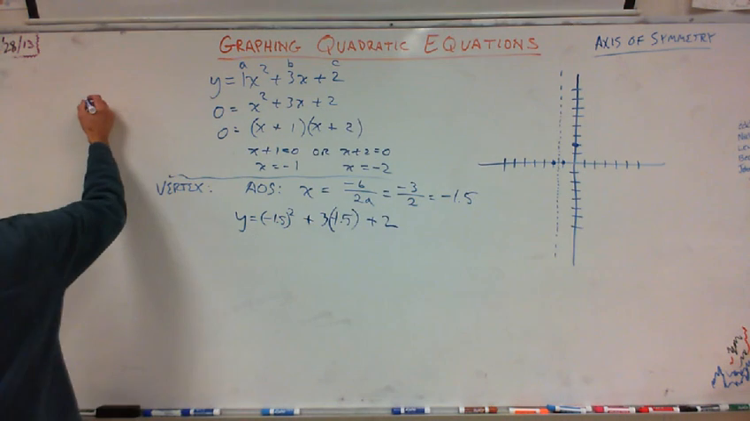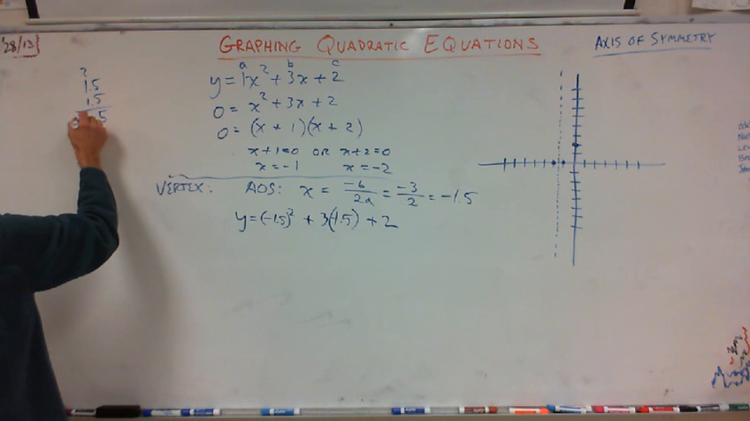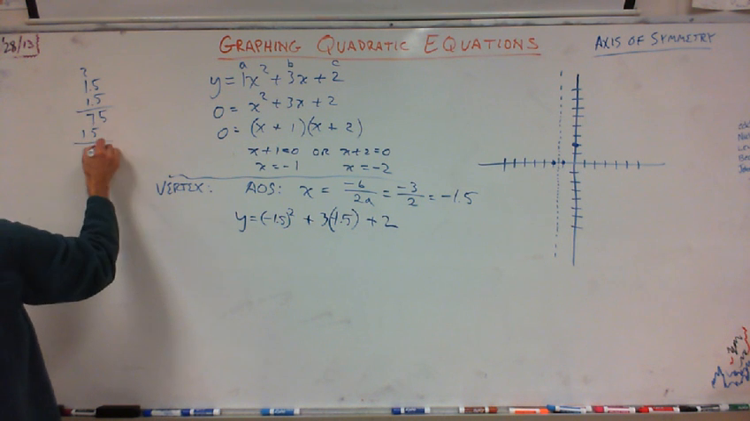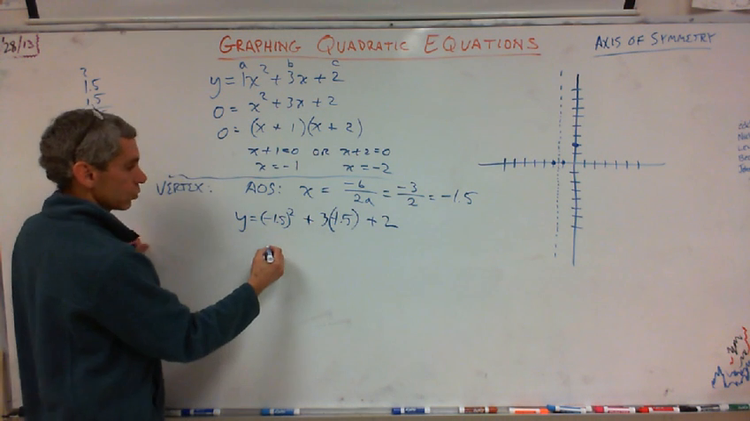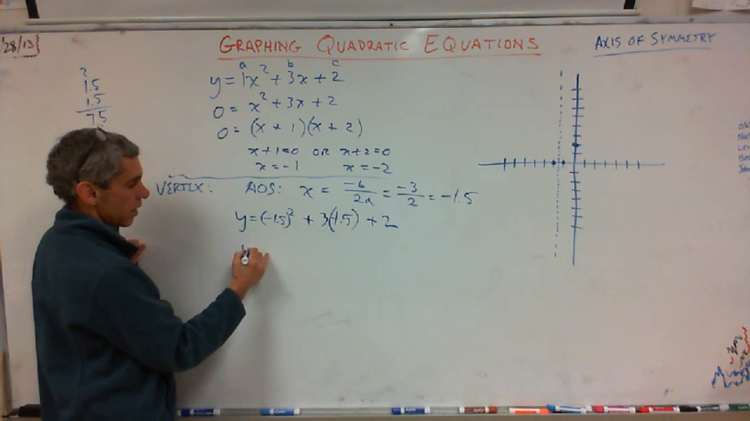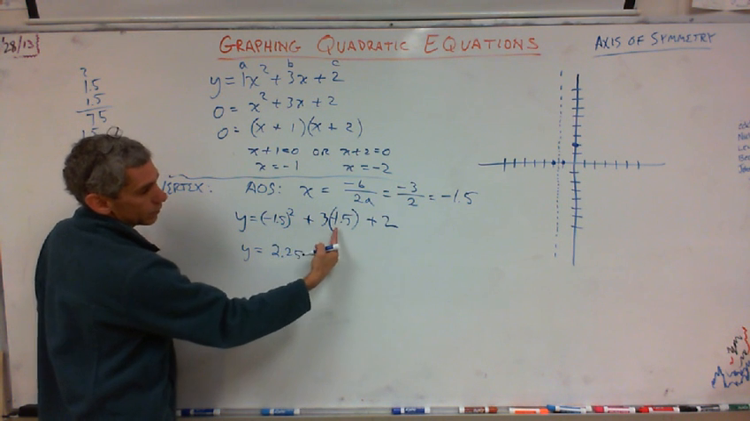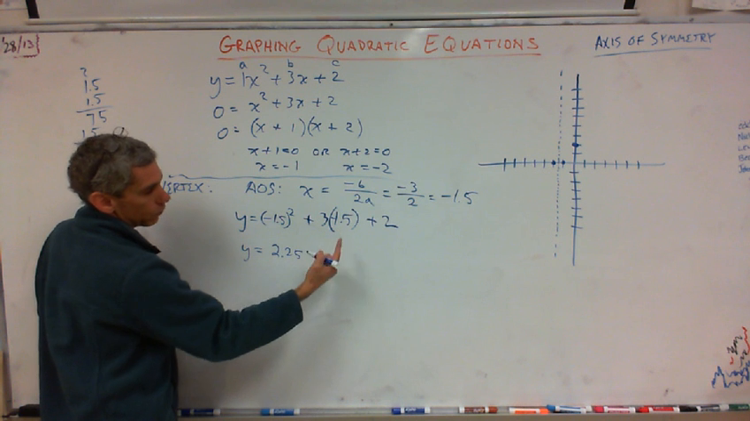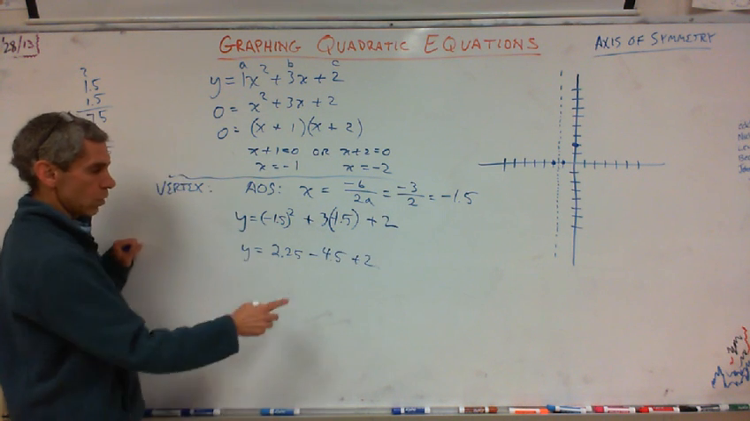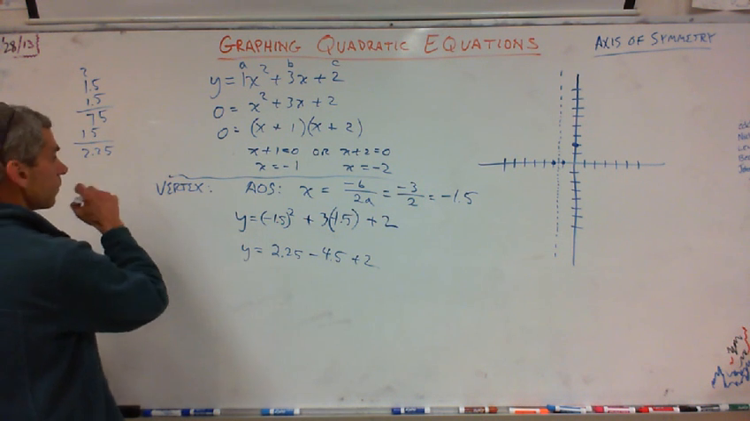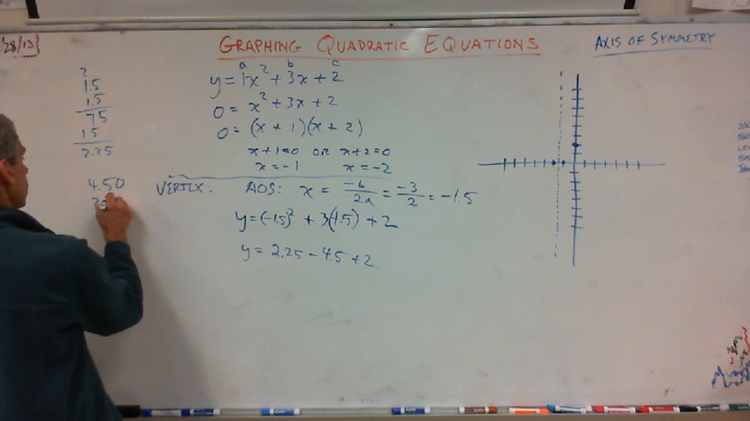1.5 times 1.5? 2.25, right? Okay, so 2.25, is that what I just did? So y is equal to positive 2.25. And now this is going to be minus 4.5, right? Plus 2.